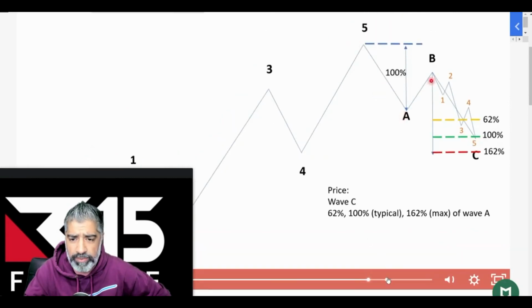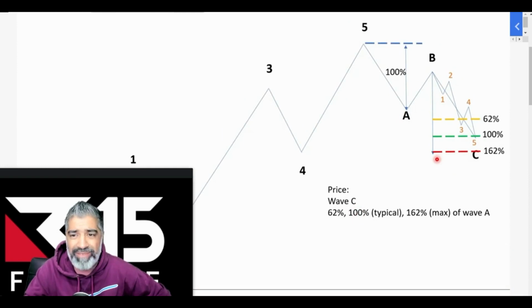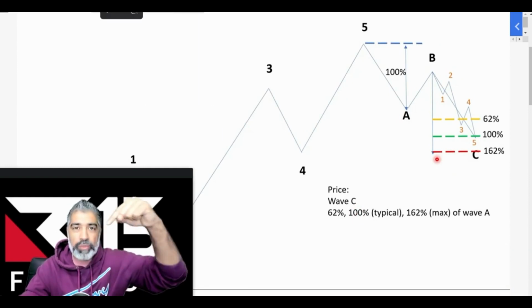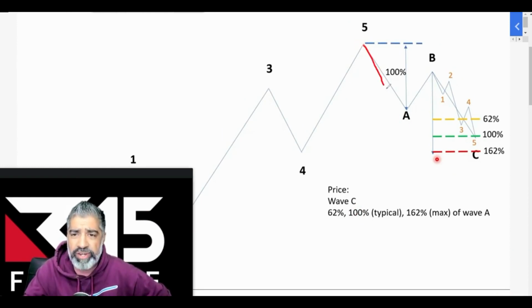We've got wave A. Let me just get to this section here. For the end of wave C, we're going to use it on the way down, but also on the way up, and that will make sense in a second. What we're basically doing is measuring this wave and projecting it forward. And normally the typical ratios are 100%, 62% or 162%, but this one is the most common.